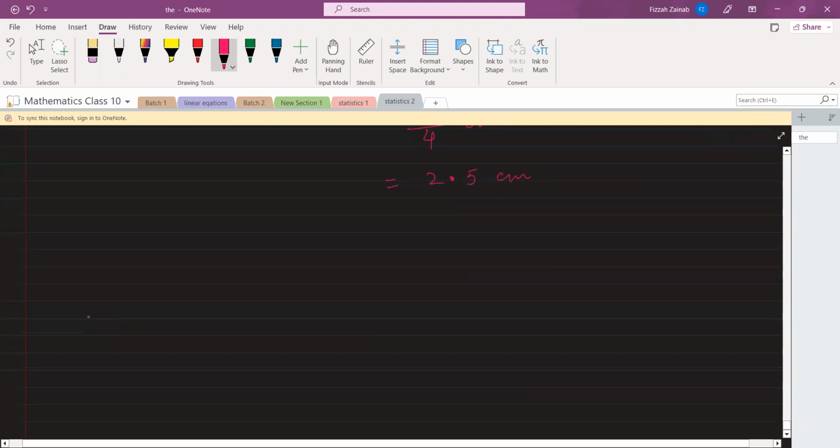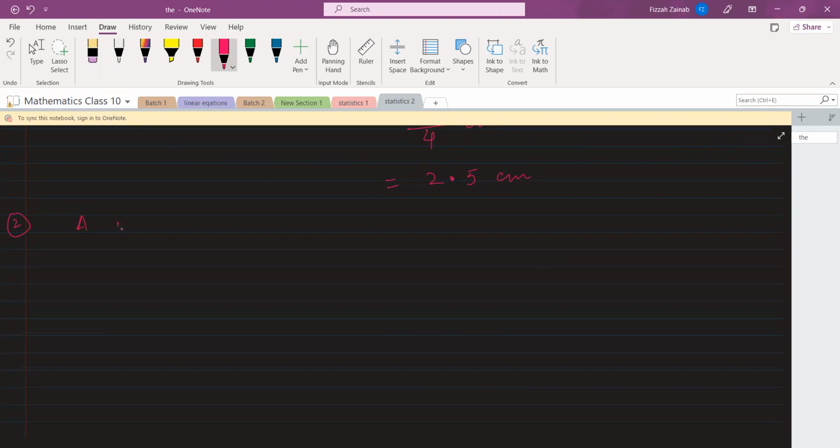Now one more question I'm giving you. A well with 10 meter inside diameter is dug 14 meter deep.